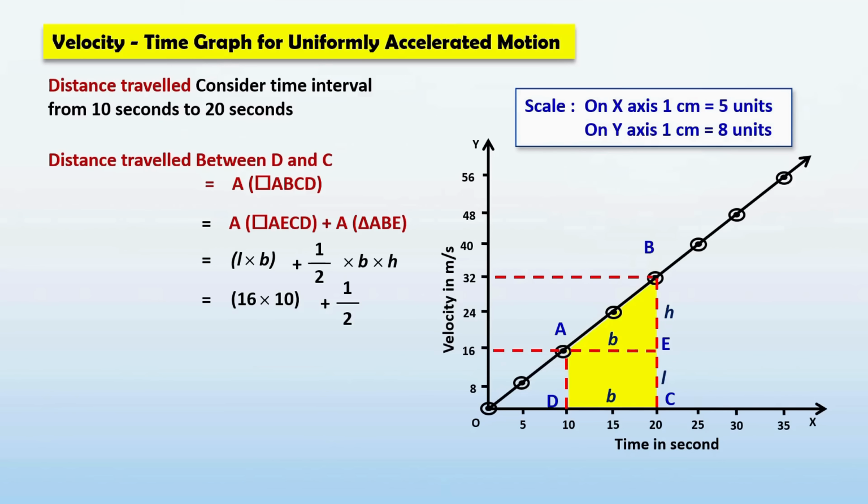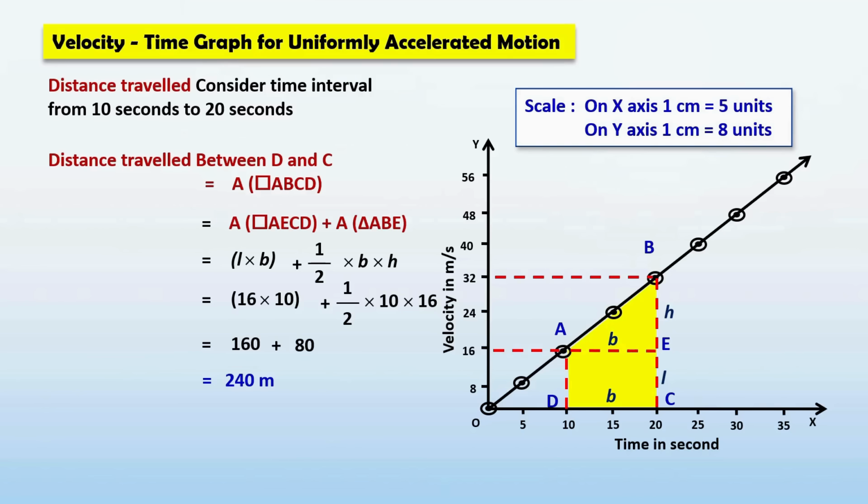Next, calculate the area of the triangle. The base of the triangle is 10 seconds and the height is 16 meters per second. The area of a triangle is half multiplied by base multiplied by height. So the area of the triangle becomes half multiplied by 10 multiplied by 16, which equals 80.